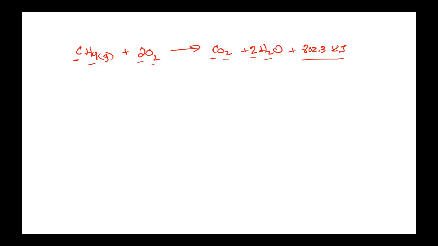So if we draw a figure of this, this is what it would look like. It would be energy on the y-axis and reaction progress, or time, sometimes it can be written that way, on the x-axis. So up here we start off with our two reactants, methane and oxygen. And because it's exothermic, that tells me that the products, the carbon dioxide and the water, will be lower in energy.